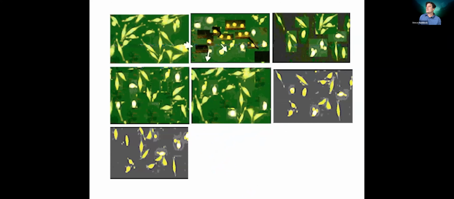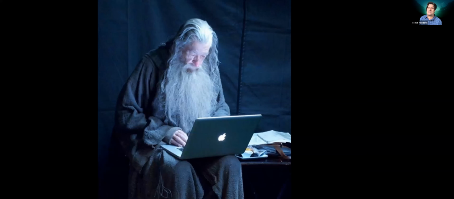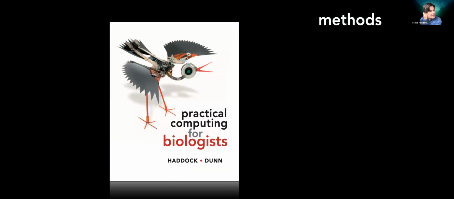But I think increasingly we're all dependent on computers in our research. Speaking of Tolkien, there's no region that hasn't been intruded by the need to use a computer. So we wrote this book, Practical Computing for Biologists. To be honest, it's pretty old now, so it needs to be updated.